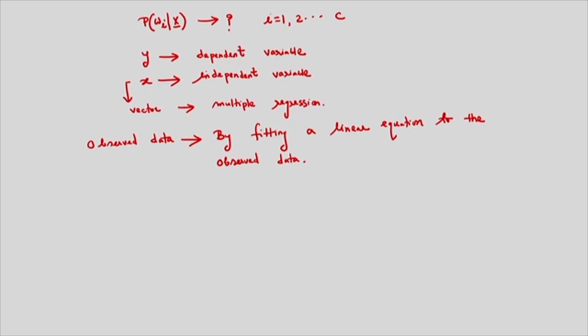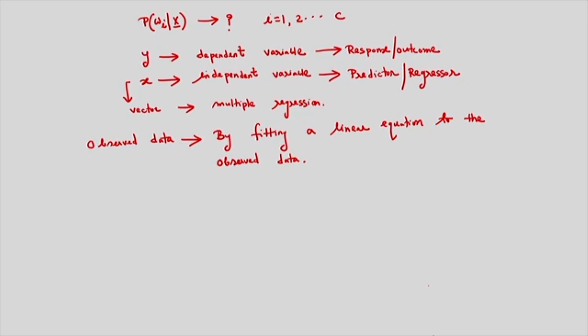So, this dependent variable is called the response, or I can also say the outcome, and this independent variable is called the predictor, or I can say the regressor. So I have to predict y from x. That is the objective of linear regression.